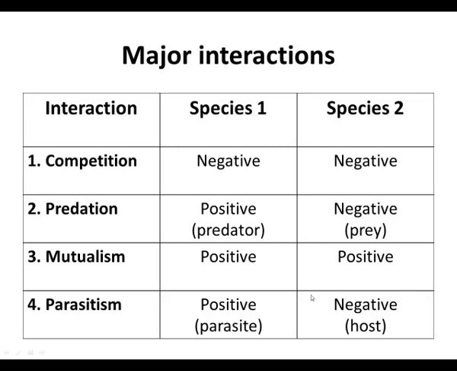Mutualism is positive, like pollination. In parasitism, it's positive for the parasite, but negative for the host, just like predation. But the players are different. So this is a nice, easy way to remember these interactions. Let's start with competition.